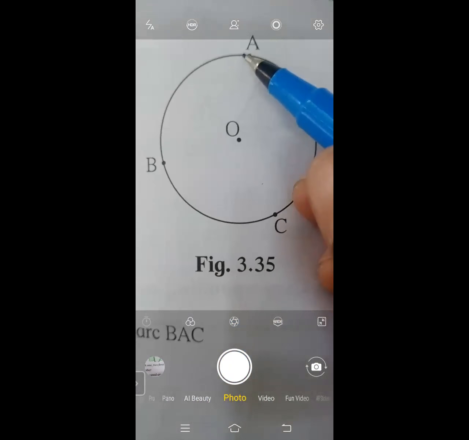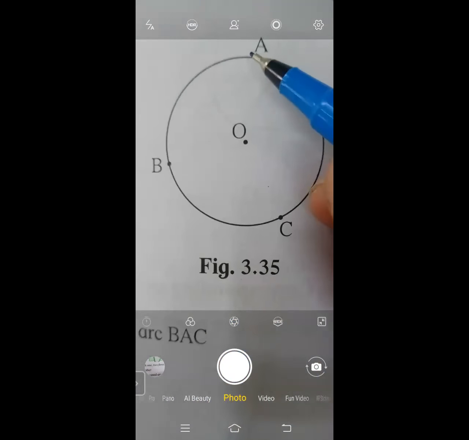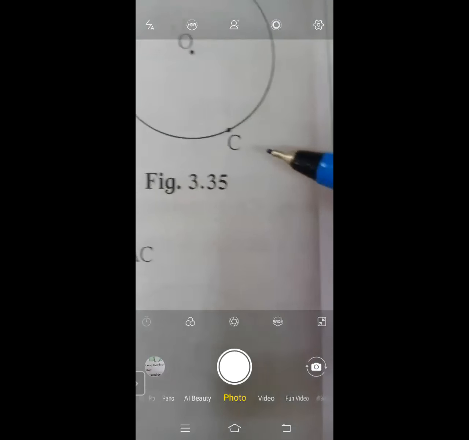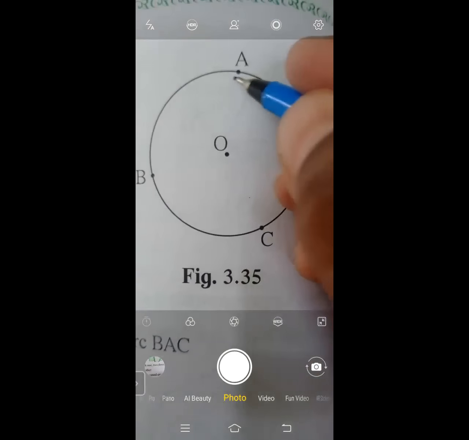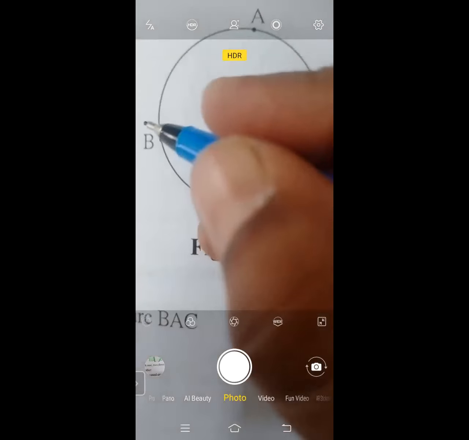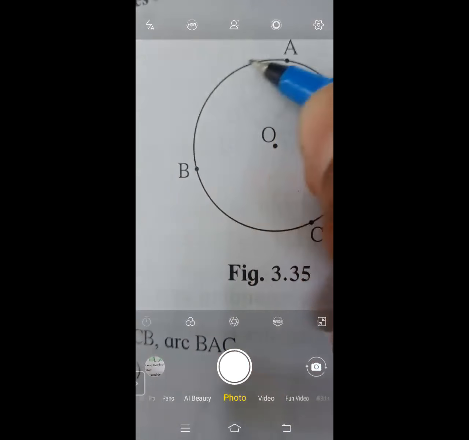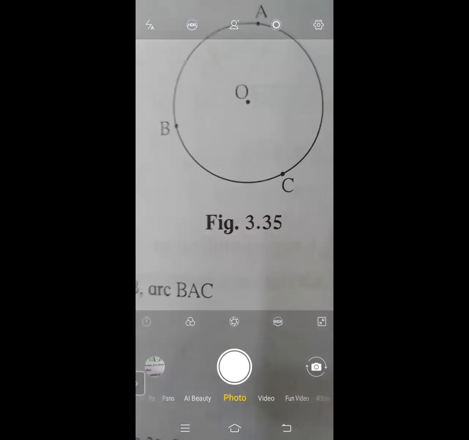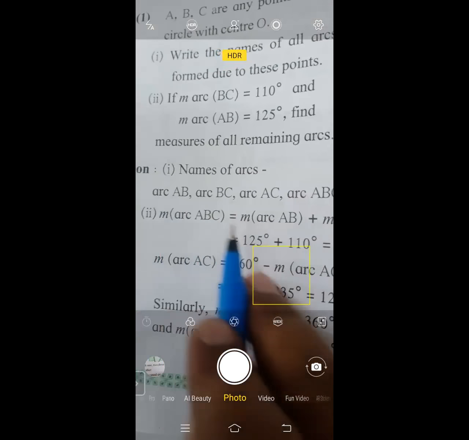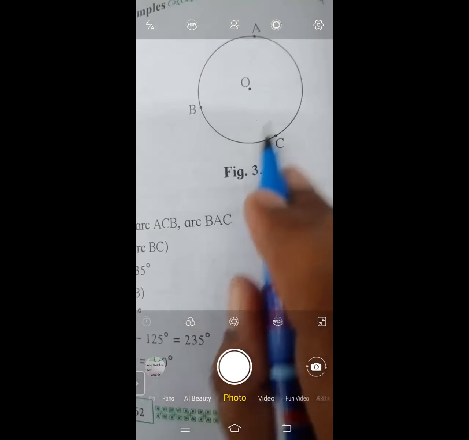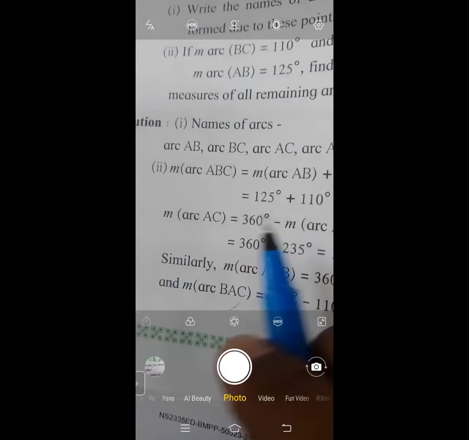So the first arc is ABC, alphabetically we are going. First we wrote ABC. After that ACB, from this side we will go. Then arc BAC, from this side we have covered. So how many arcs have we written? We have written 6 arcs for 3 points. So if we get 3 points, we can write 6 arcs.